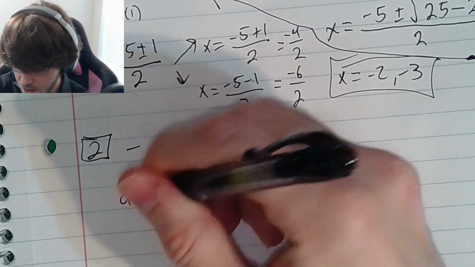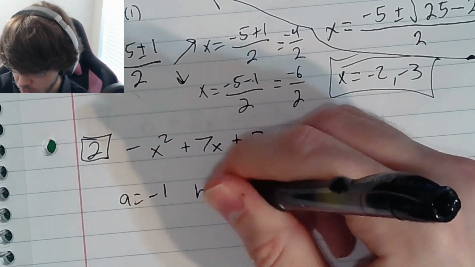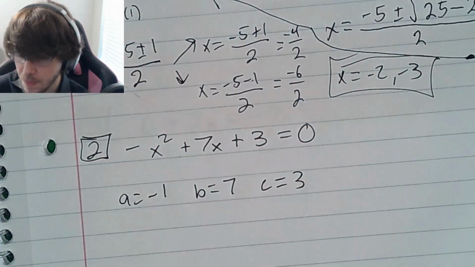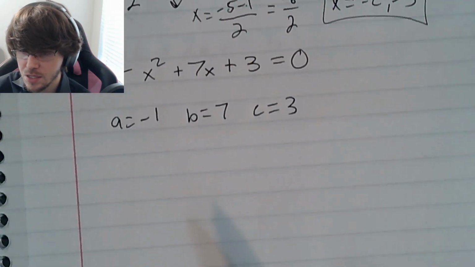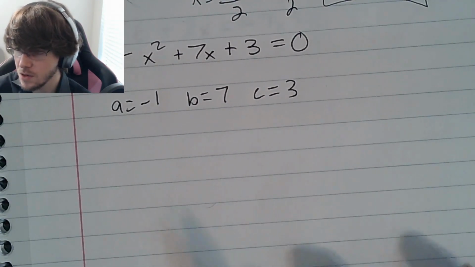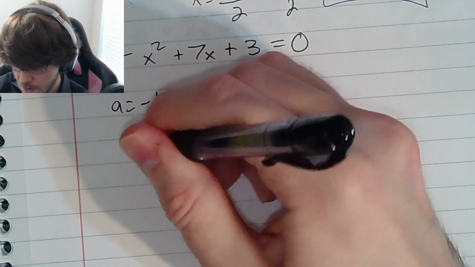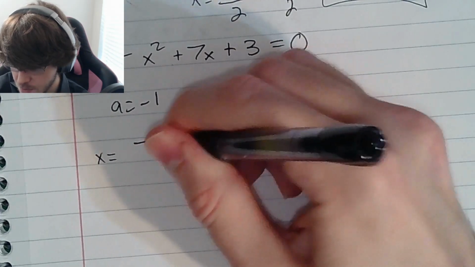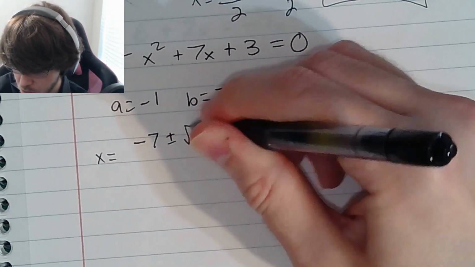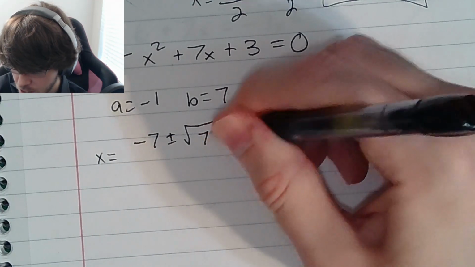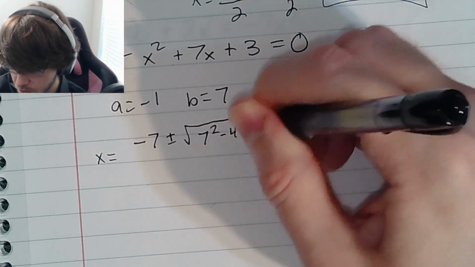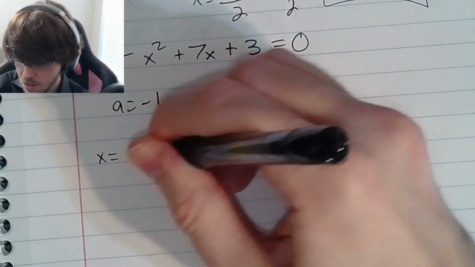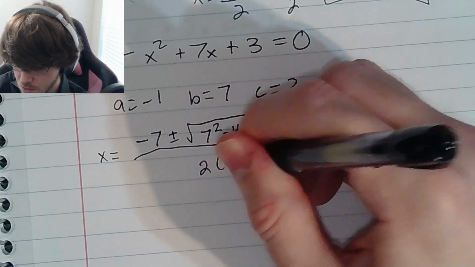We have A equals negative 1. We have B equals 7. And we have C equals 3. And we're just going to plug it directly into that formula right away. So here we go. We have x equals negative b plus or minus the square root of b squared minus 4ac, all divided by 2a.